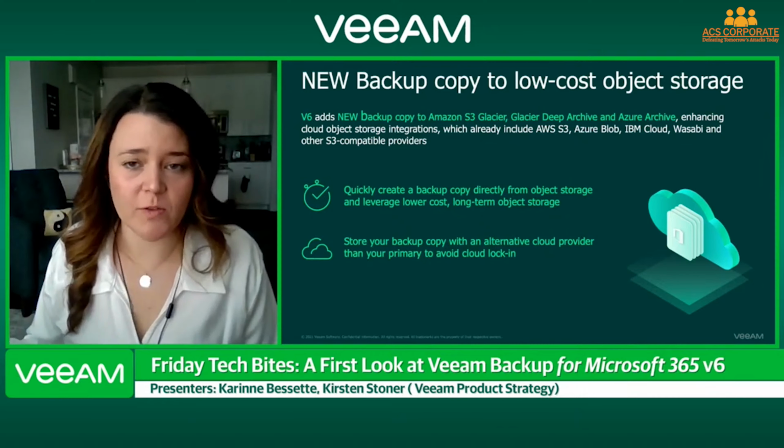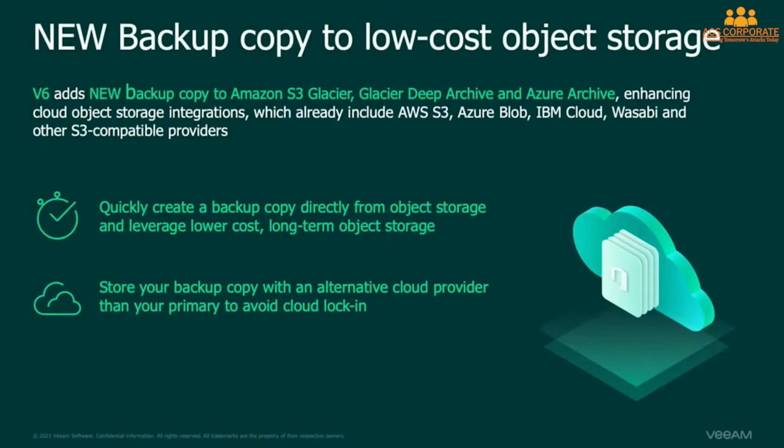All right, Kirsten, I think you're going to take us through the next slide here on the new backup copy to low-cost object storage, which is another feature I'm super excited about. Yeah, definitely. So version 6 is bringing that backup copy to low-cost object storage. This is going to enhance your protection by bringing that backup copy capability to you. So if you're already using backup jobs that are being sent to object storage, you can further configure them to create a backup copy that can be stored in that low-cost object storage for longer-term retention. And this is going to be able to support Amazon S3 Glacier, Glacier Deep Archive, and Azure Archive.